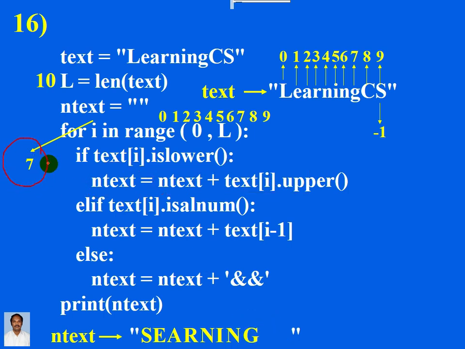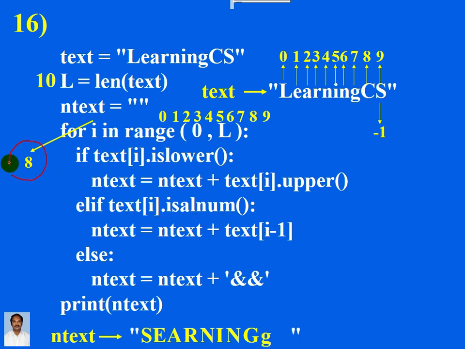I takes the next integer in the range, 8. Now text of 8, you will get capital C. Capital C dot is lower, wrong. So control comes to else part. Capital C dot is alphanumeric, true, because capital C is alphabet. So this will be executed. N text concatenated with, I is 8, 8 minus 1, 7, text of 7. So you will get small g. So small g will come here, that is concatenated.